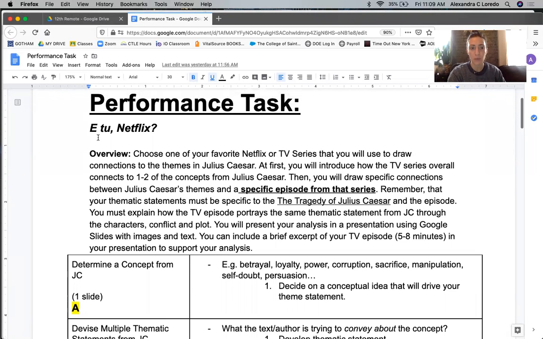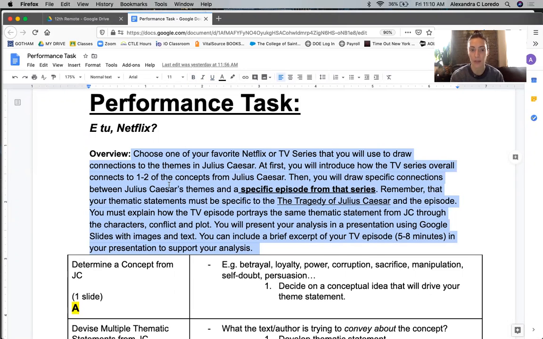So our title of the performance task, E2 Netflix, right? Taken after the famous line from Julius Caesar, E2 Brute. In the overview, it explains just the basis for the entire project. You're going to be choosing your favorite Netflix or TV series, and you're going to draw connections from that series to the themes that are present in Julius Caesar.